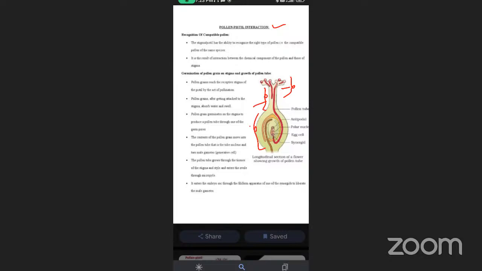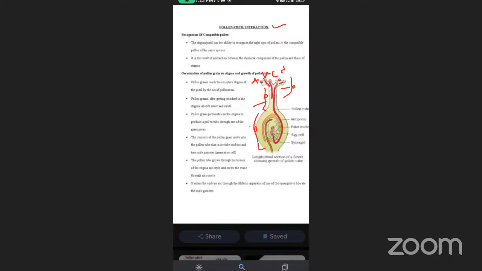How many pollen grains are on the stigma? For example, if this is A, B, C, D, E, F, there are different types of pollen grains. But how many germinated? Only two germinated. The germinated ones are accepted and the remaining are rejected because they belong to other species, not the same species. That's why they are rejected.